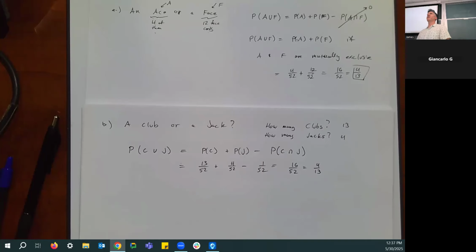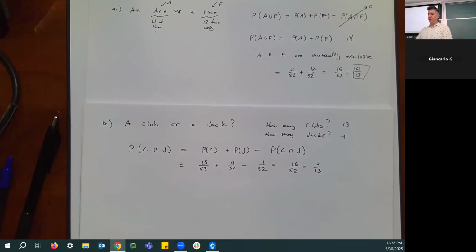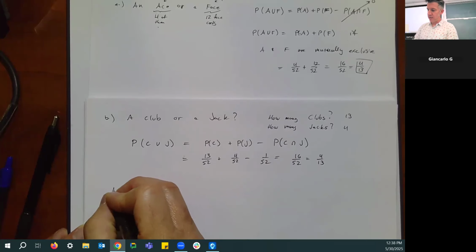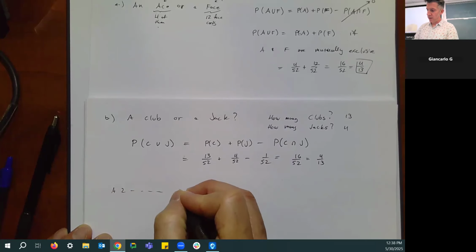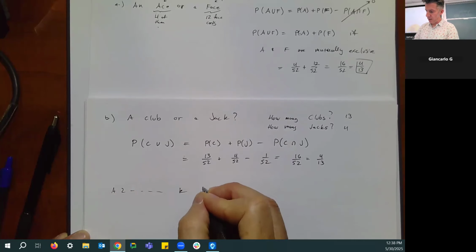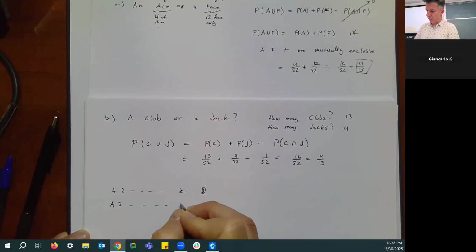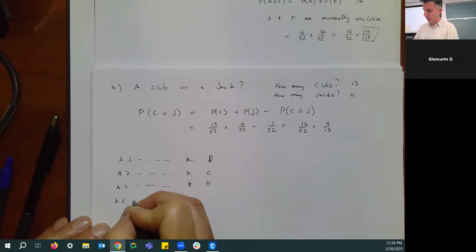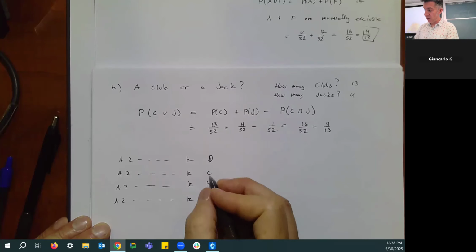Interesting. If you think about it, I should have brought the paper with me as well. When I'm thinking about this deck of cards, I'm thinking about them like, here's my ace, two, all the way through king of diamonds, my ace, two, all the way through king of clubs, my ace through king of hearts, and my ace through king of spades.